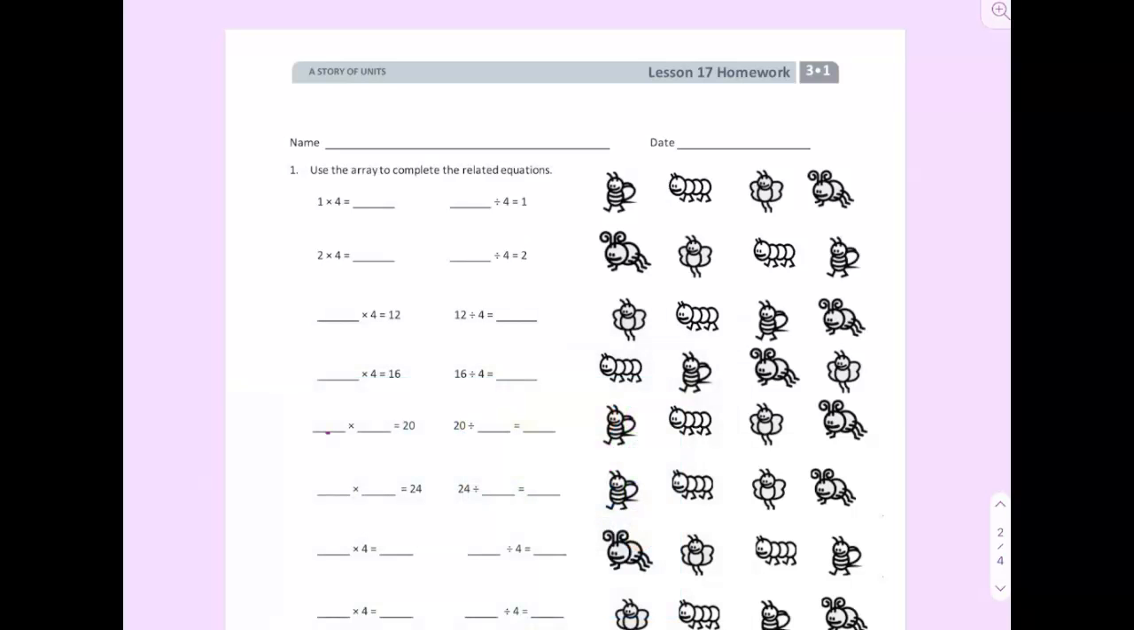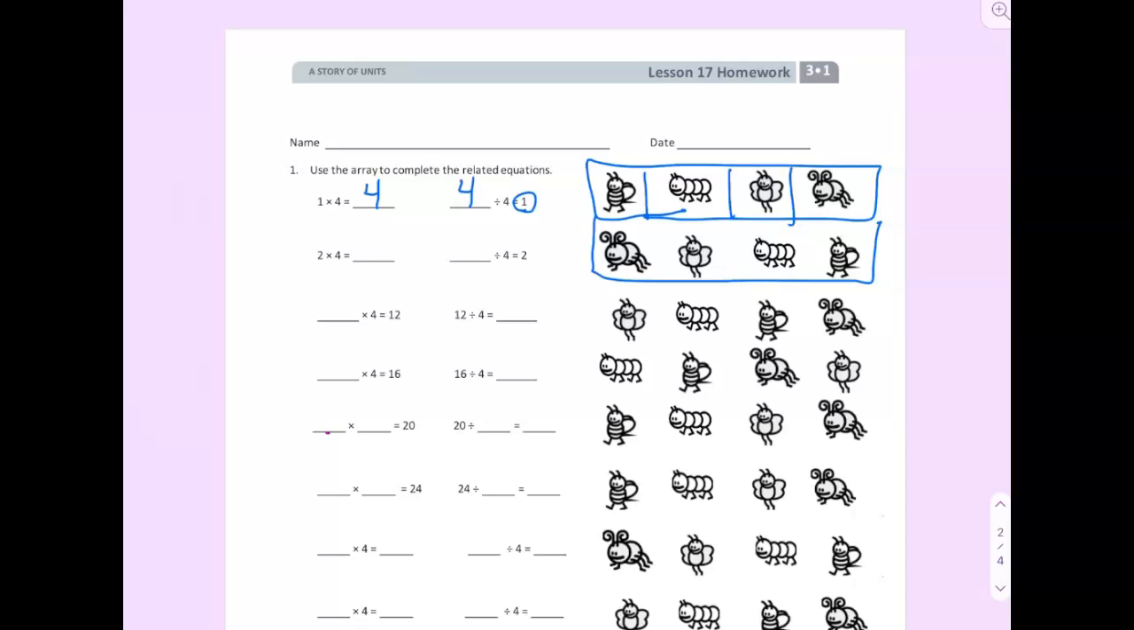So if we have one row of 4 b's, we have a total of 4 b's. So 1 times 4 is 4. Now when we do a division sentence, we know that we always start with the total. So if we're looking at one row, we have a total of 4 b's divided into 4 groups, we have 1 in each group. Next, now we're looking at 2 rows of b's. 2 rows of b's times 4 in each row equals a total of 8 b's. We start our related division fact with the total, so 8 divided by 4 equals 2.